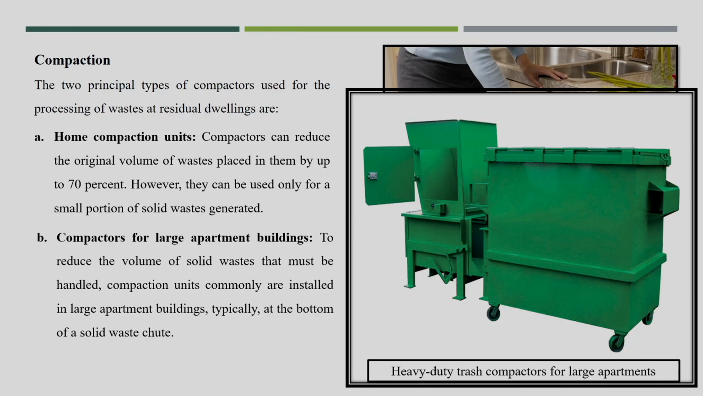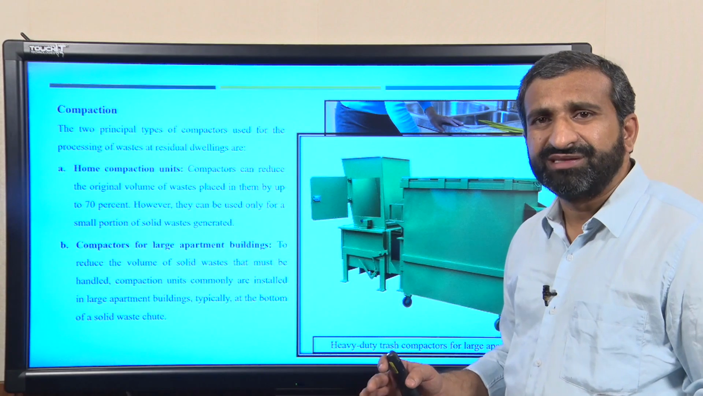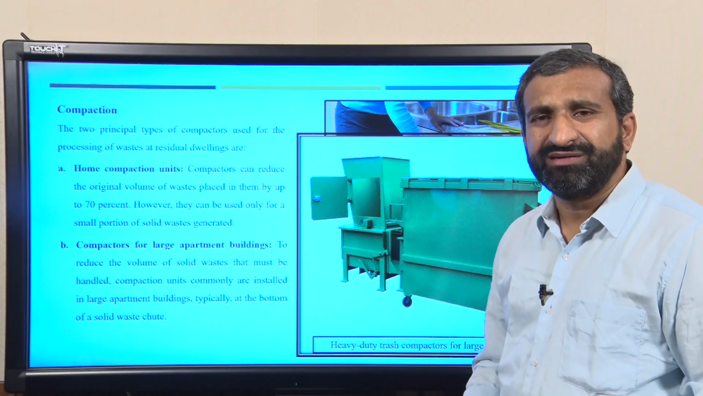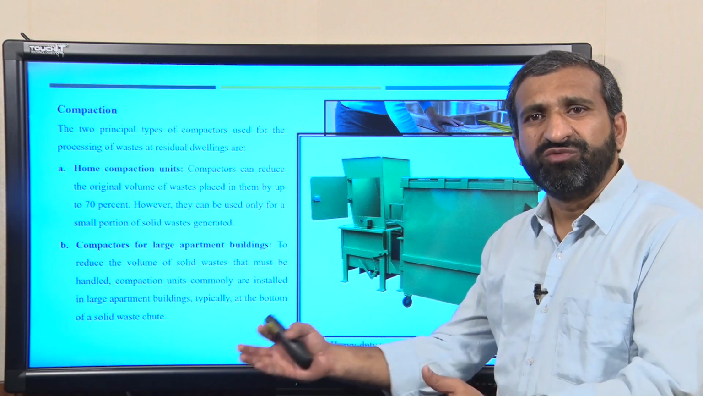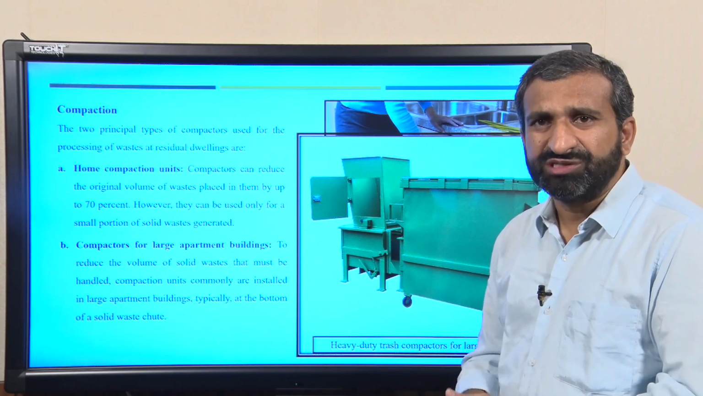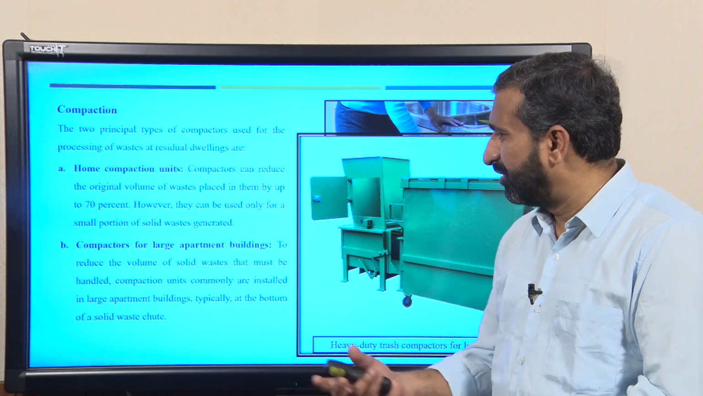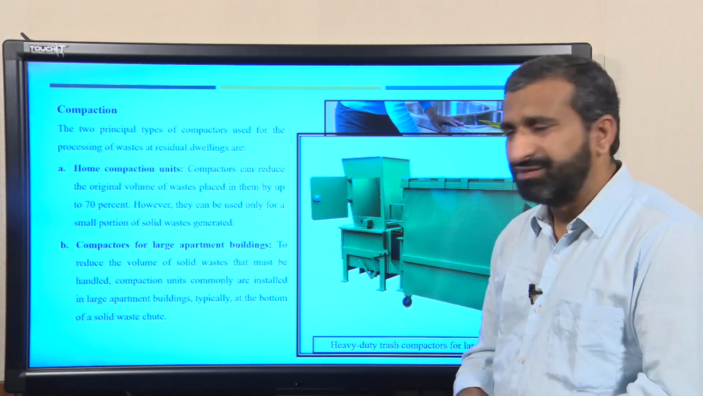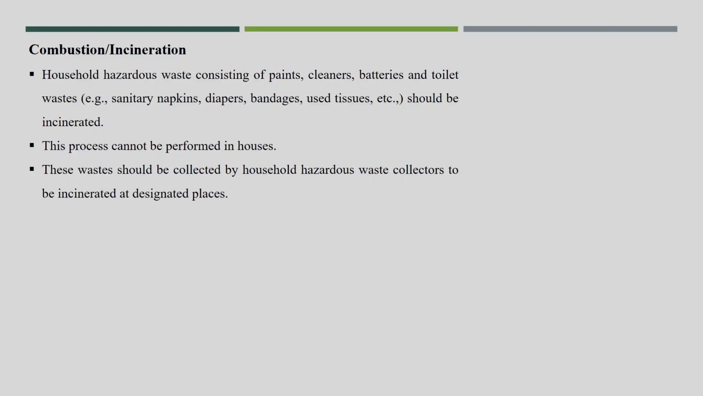But for wet waste, this compaction is not beneficial. Wet waste need not be compacted; it can go directly for home composting or community or apartment-based composting methods. Another is combustion or incineration.